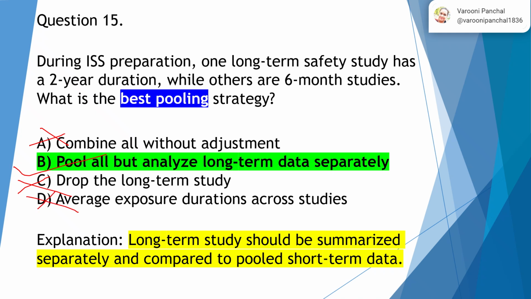Whenever you have one study which is long, with two years, and another which is 6 months, you need to pool everything, but you need to analyze long-term data separately. So the long-term study should be summarized separately and compared to the pooled short-term data.